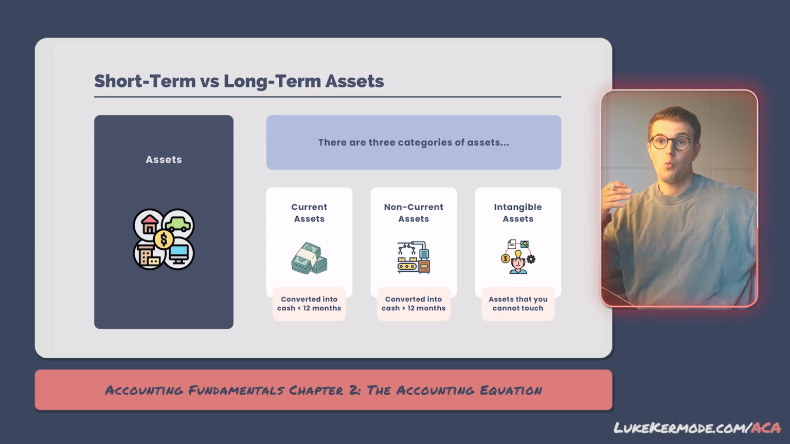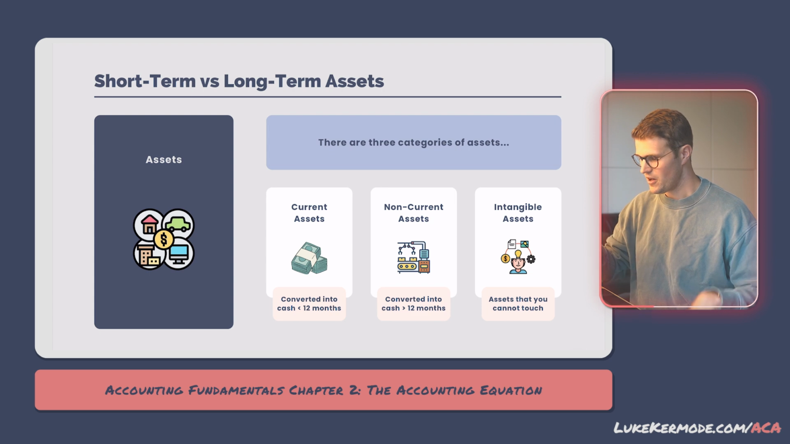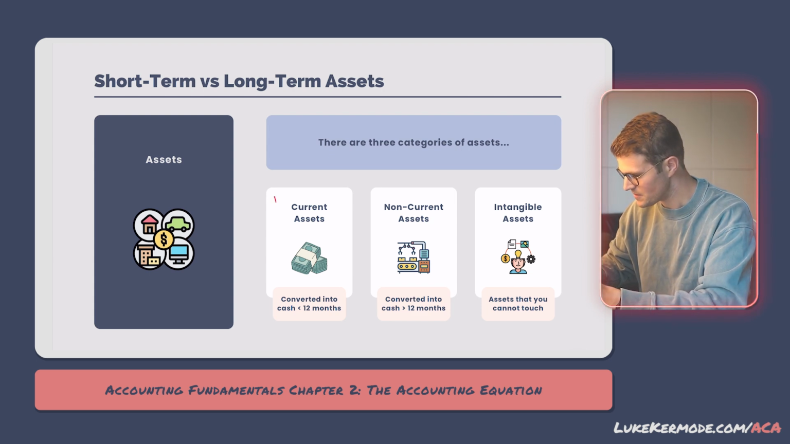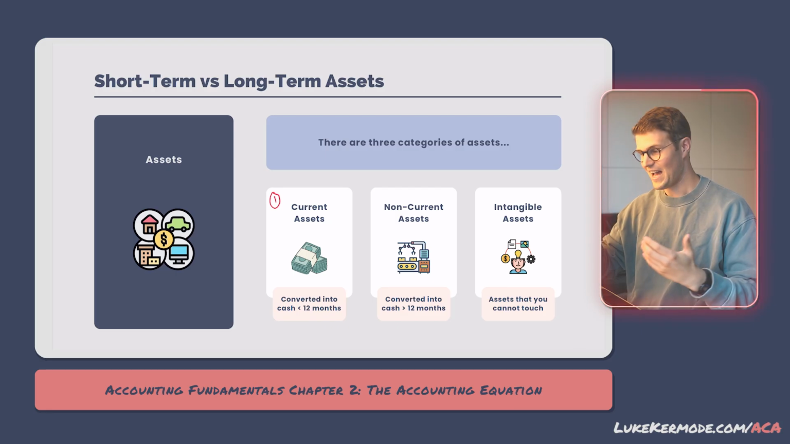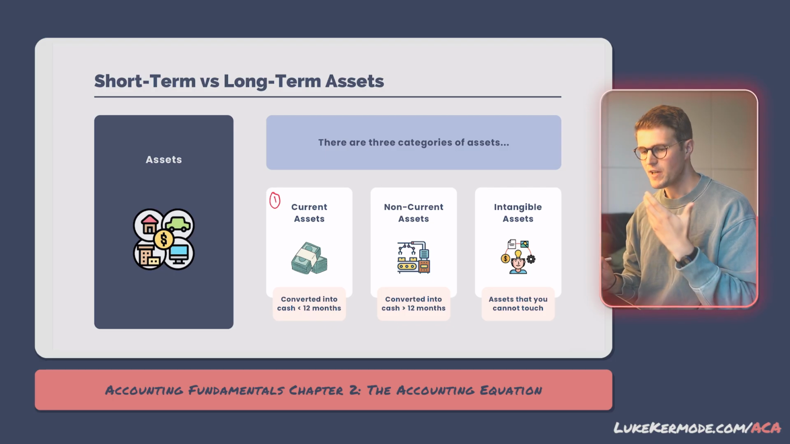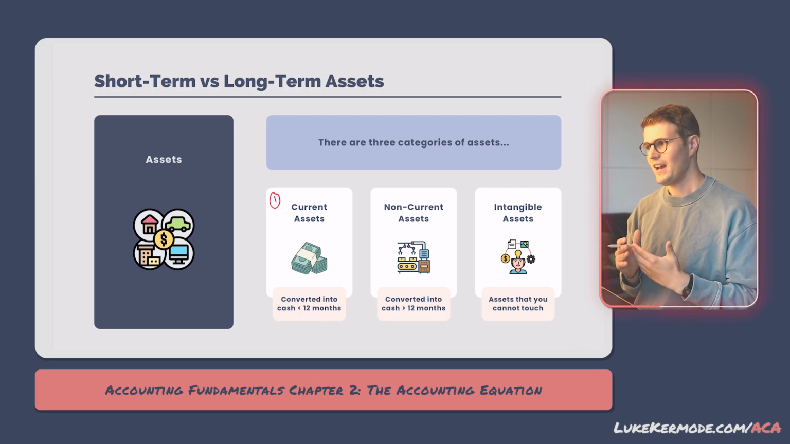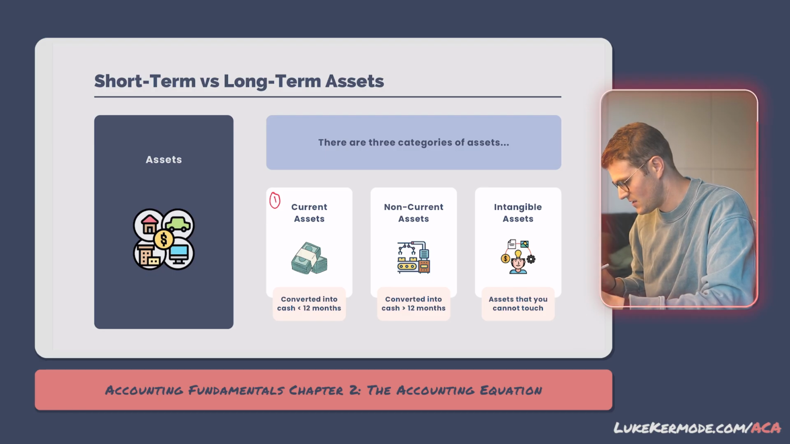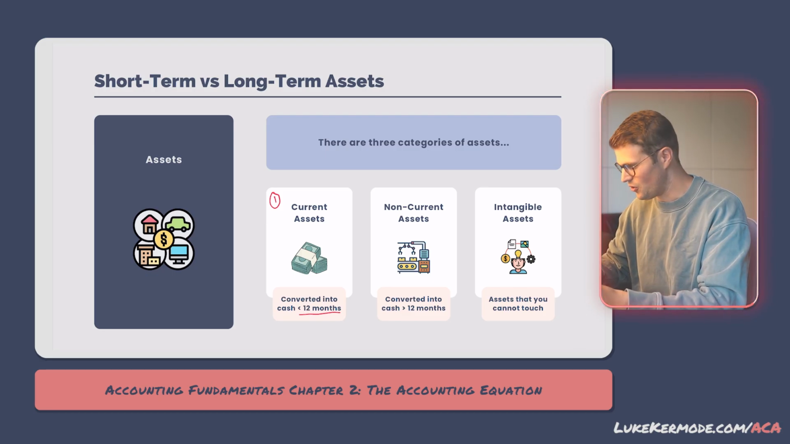Now that we know what an asset is, let's explore the three main types of assets. First, we have current assets. Current assets include cash, inventory, and items that are expected to be converted into cash within 1 year. These are the short-term resources of the business which are only expected to generate economic benefits within the next 12 months. Next, we have non-current assets.